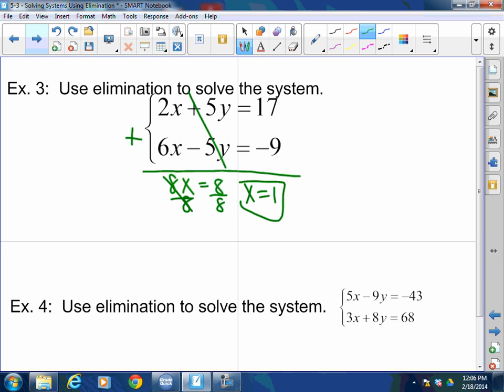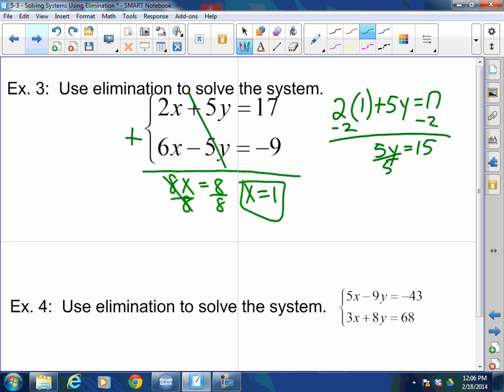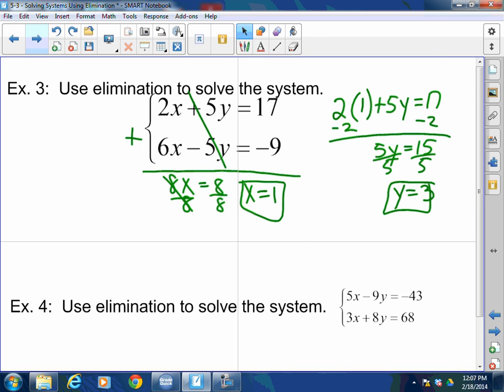X equals 1. Now that x equals 1, where do you want to plug it into? Okay. 2 times x, which is 1, plus 5y equals 17. Subtract 2 to both sides. 5y equals 15, divided by 5. Y equals 3. My solution is 1, 3. Does that make sense, gentlemen? Every procedure there makes sense. Yes, sir. Thank you.